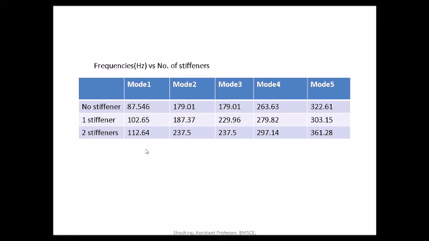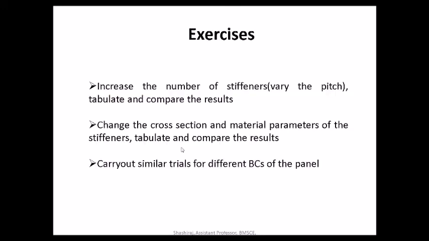You know the frequency equation is root k by m. When k increases, frequency has to increase. You can do all these exercises. Increase the number of stiffeners, vary the pitch, tabulate and compare the results, change the cross section and material properties of the stiffeners, tabulate and compare the results, carry out similar trials for different boundary conditions of the panel also. You can also perform all these using commands and macros.